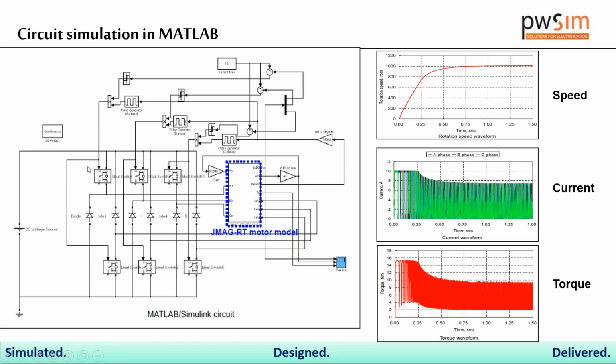So this is one particular simulation that we did for the JMAG RT model using the MATLAB simulation tool. You have some control functions here, and this is the RT model of the motor. You can either see the outputs in the MATLAB or JMAG window. You can see outputs like the speed versus time, the current versus time, the torque versus time, etc. So this is about the JMAG RT model.